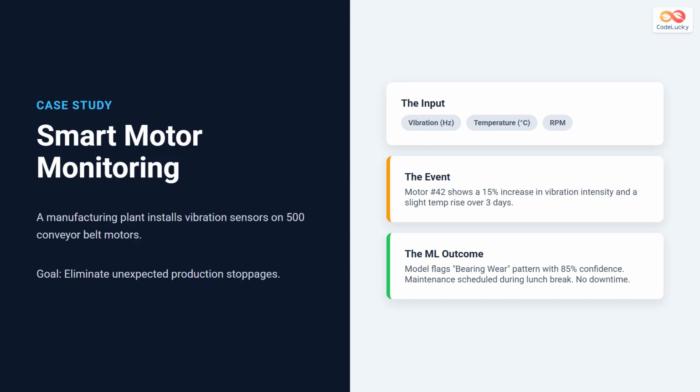Let's look at a real-world example. Consider a factory with hundreds of motors. By tracking vibration and temperature, an ML model can notice a 15% increase in vibration in just one motor. It flags this as bearing wear and schedules a repair during a lunch break, completely avoiding any production downtime.